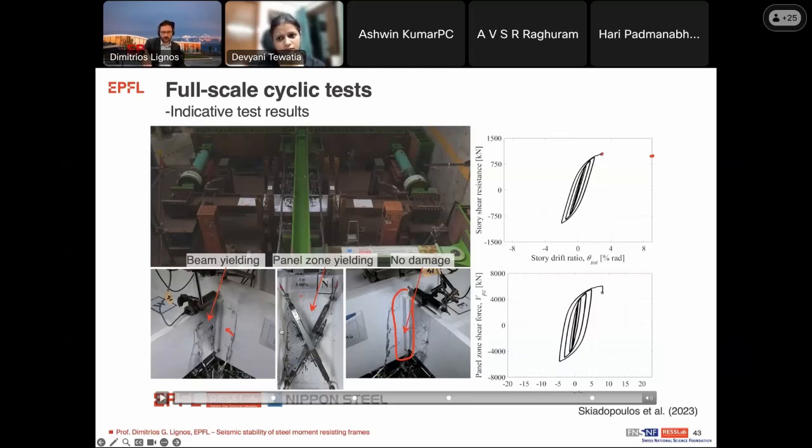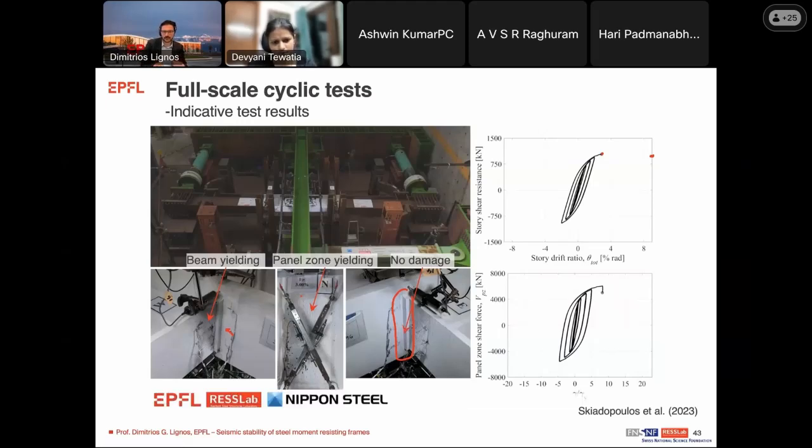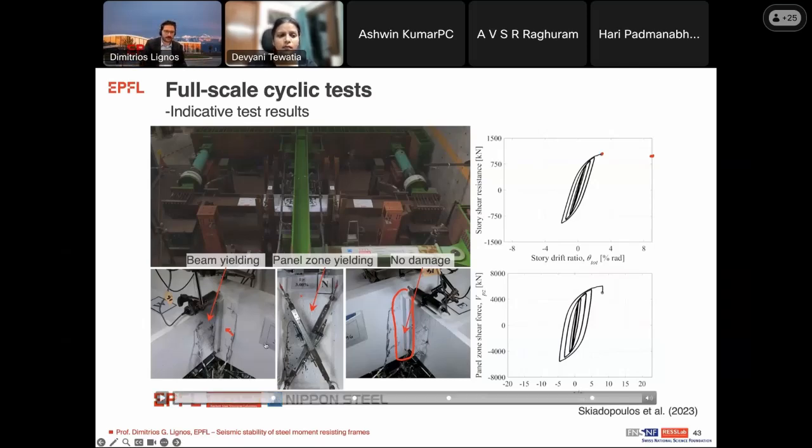So if we review here the condition of the connection, as well as the panel, as well as pretty much the other side of the connection, that figure suggests that basically you don't need to do anything, okay? Whereas in the case where the panel zone is elastic, you would experience much bigger damage near the beams. So in that case, you would probably have to do something for your beams.